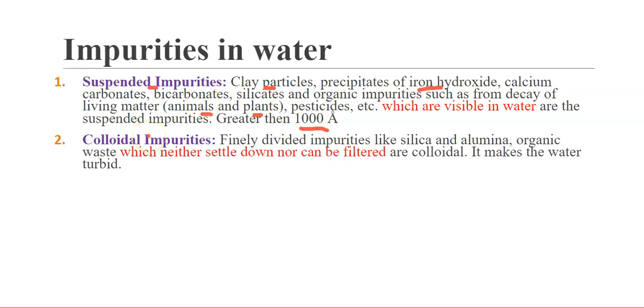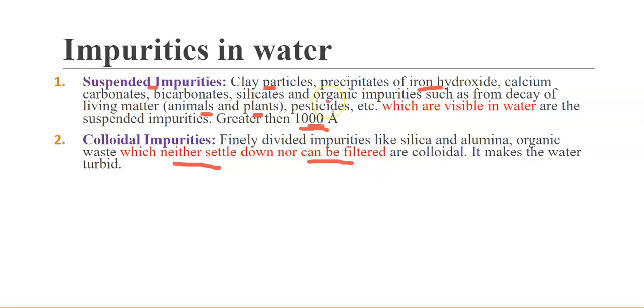Next is colloidal impurities. Colloidal impurities have size less than suspended impurities. So, as you can see, the size range for suspended is more than 1000 angstrom. Colloidal impurities will have size between 100 to 1000 angstrom. Those are finely divided impurities like those of silica, alumina, organic waste, which neither settle down nor can be filtered. So this is the difference.